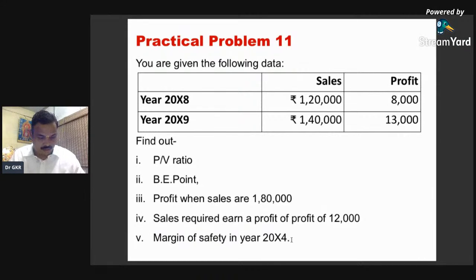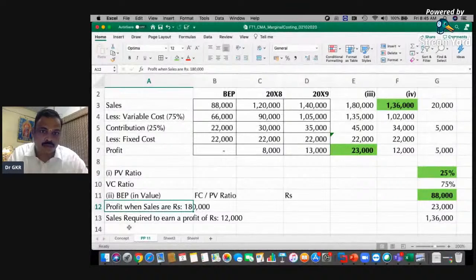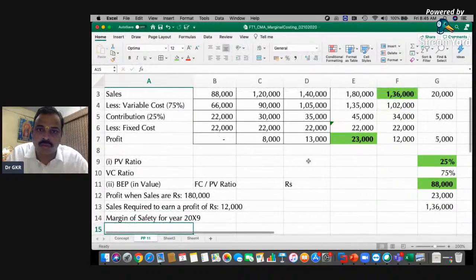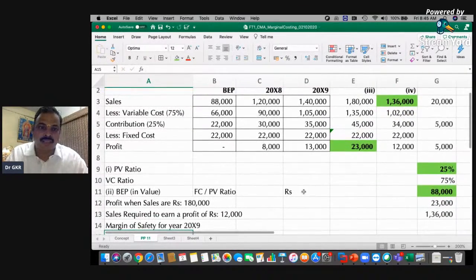Actually, it is not X4. I think some mixing has been done. The question is margin of safety with reference to X9, 20X9. So what is your margin of safety for the year 20X9? And margin of safety is very simple.